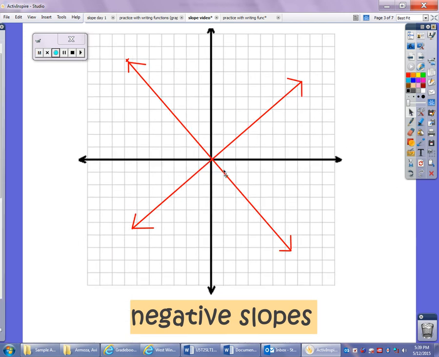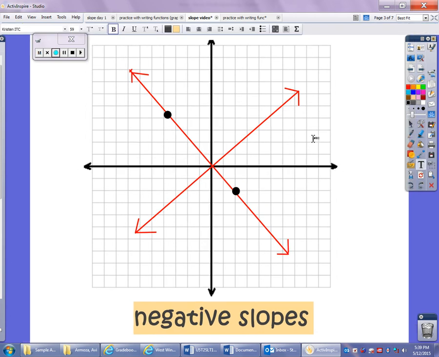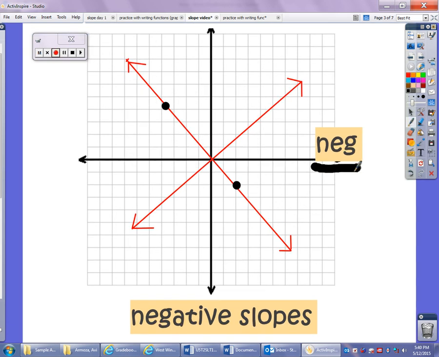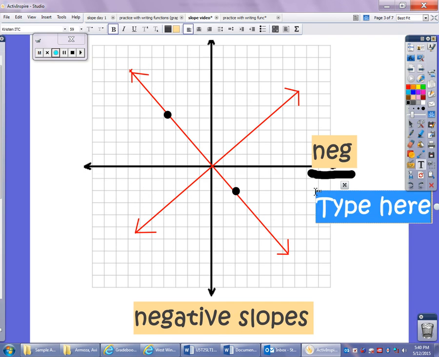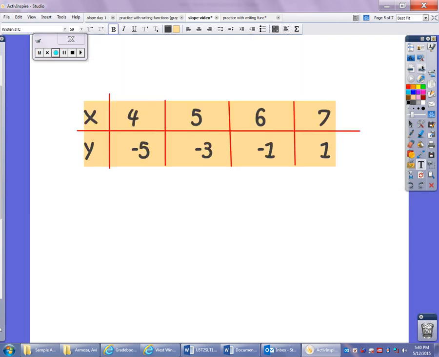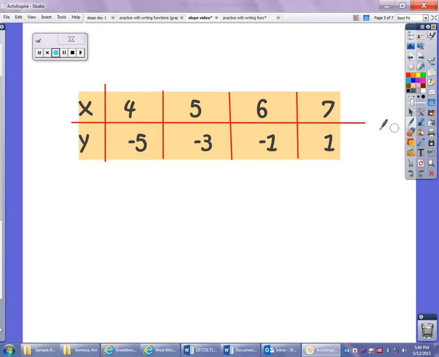So if I'm looking for this one right here, if I go from this point to this point, I'm going down, so that's negative rise, and then to the right, so it's a positive run. So a negative divided by a positive would still get you a negative final slope. So we know how to do it from a graph. We also know how to do it from a table. We did this in class the other day.